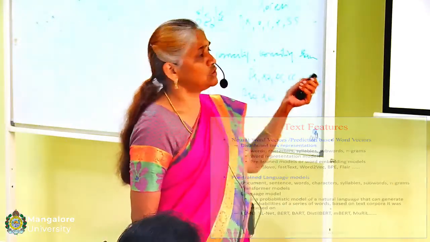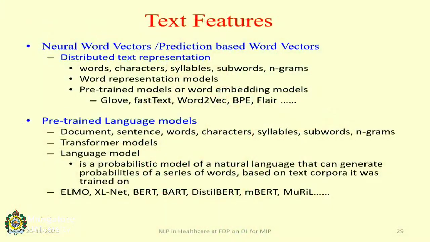Then the other one is neural word vectors, or the prediction based word vectors, right? They are also called distributed text representation or continuous text representation. Again, here we have words, characters, syllables, subwords. Not only this, you can even have sentences and documents. A document may be a feature. A sentence may be a feature.